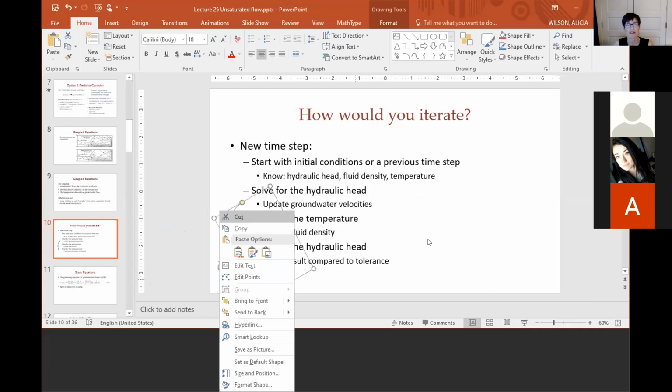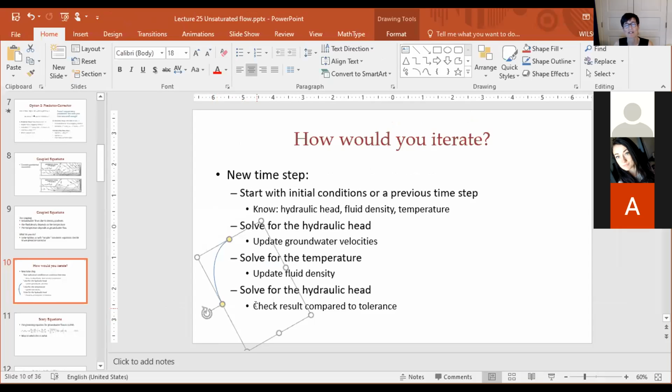All right, so you check your tolerance. If you need to go back, you go back up here, you update your groundwater velocities, solve for temperature, update your fluid density, come back around, all right? And once you come out all right, then you can move on.